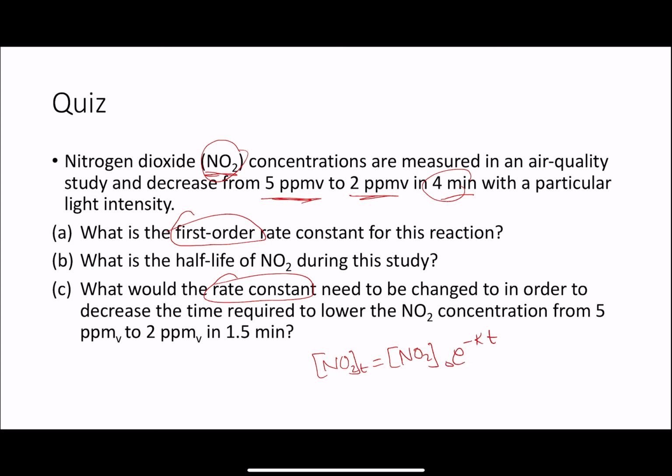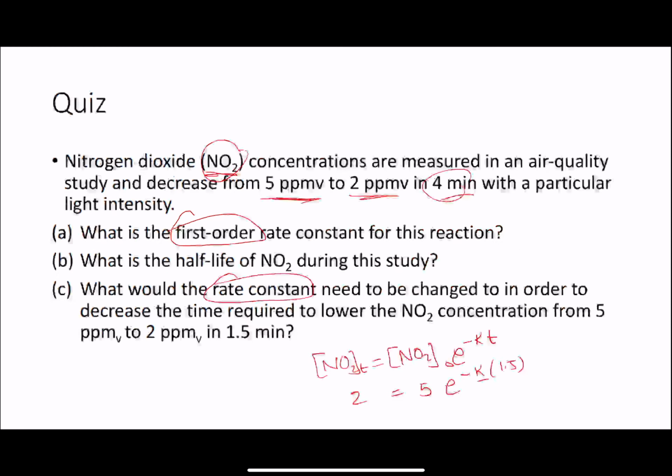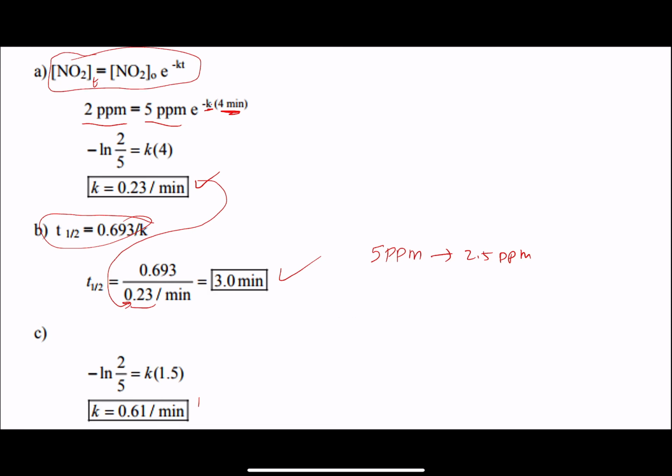What is NO2? From 5 to 2, minus K, 1.5 minutes. So if you plug it into the equation and find K, the K would be like this. Okay, so 0.61 per minute, the K. Look at this 0.23 and look at this 0.61.